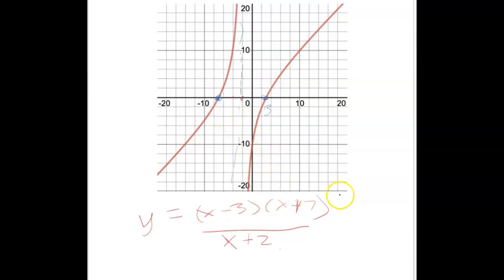The other way I could write this one out, if it weren't in factored form, would be x squared plus 4x minus 21. So in order to find those two things I just found, 3 and negative 7, I would have to factor this. I would have to use the quadratic formula to find the zeros of the top or some way. But we'll go through those techniques. So there's another type of graph you might see that's called a rational function.